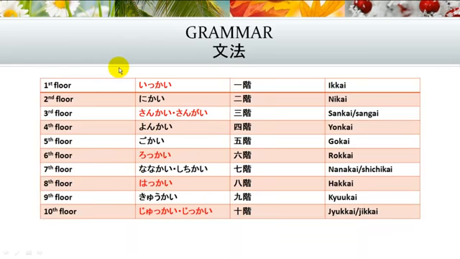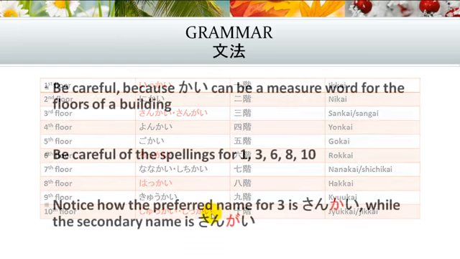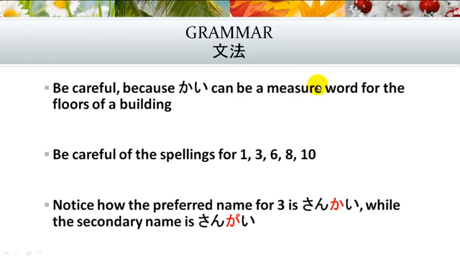Let's move on and go to another list. 1回、2回、3回、4回、5回、6回、7回、8回、9回、10回. Be careful because kai can be a measure word for the floors of a building. And also be careful of the spellings for 1, 3, 6, 8, and 10. Notice how the preferred name for 3 is sankai, while the secondary name is sangai.